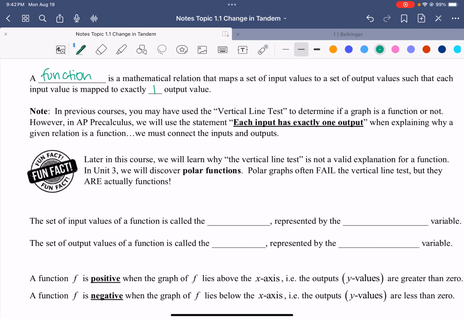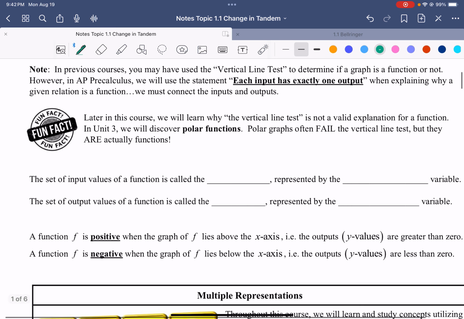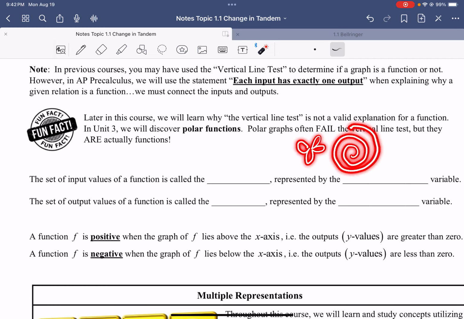In Unit 3, we will discover polar functions. Polar graphs often fail the vertical line test, but they are actually functions. So polar graphs look kind of cool. They could look like a rose like this, or they can look like a spiral like that. But if you do the vertical line test, you'll see that it fails the vertical line test many times, but those are still considered functions.